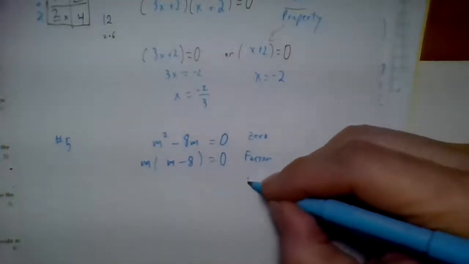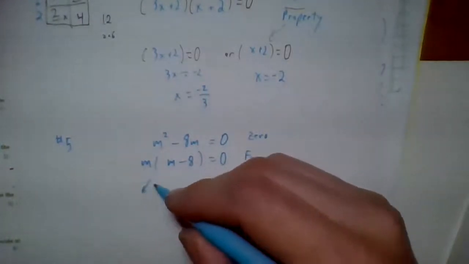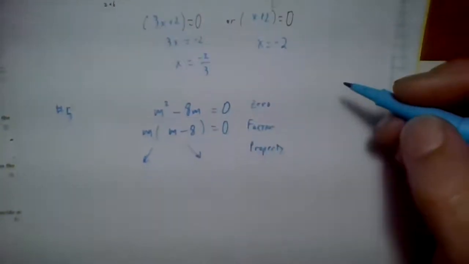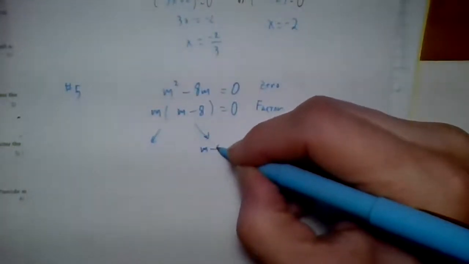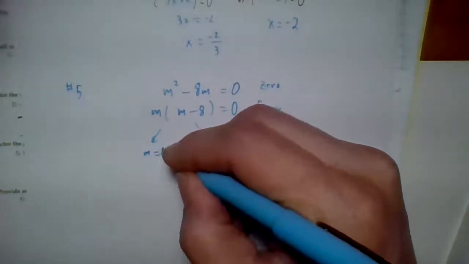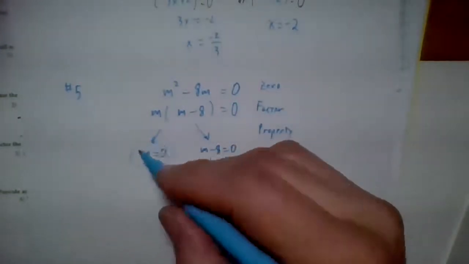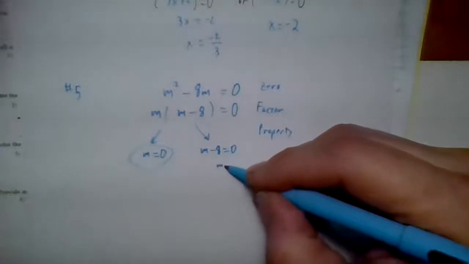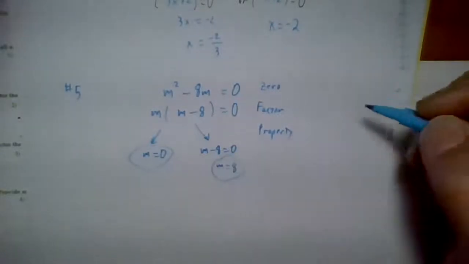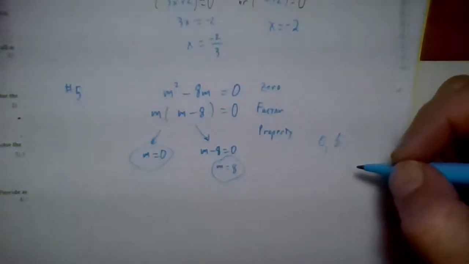Ready to do the property. And there's slightly different looking factors, but the same idea. Either this is equal to 0 or this is equal to 0. And that's a real simple thing. So that's one solution already. And m equals 8 is going to be the other solution. So my solutions would be 0 and 8.